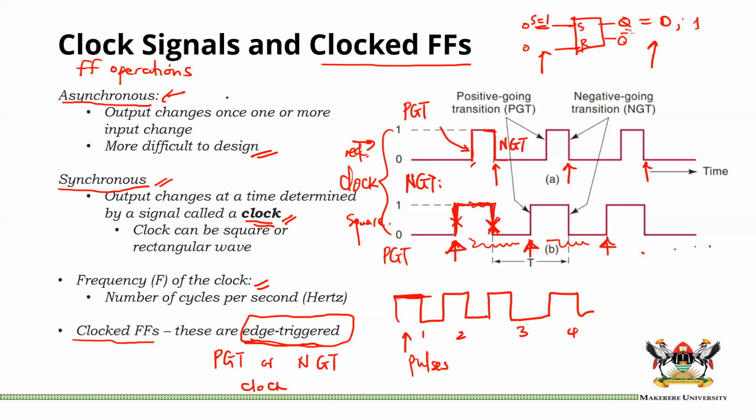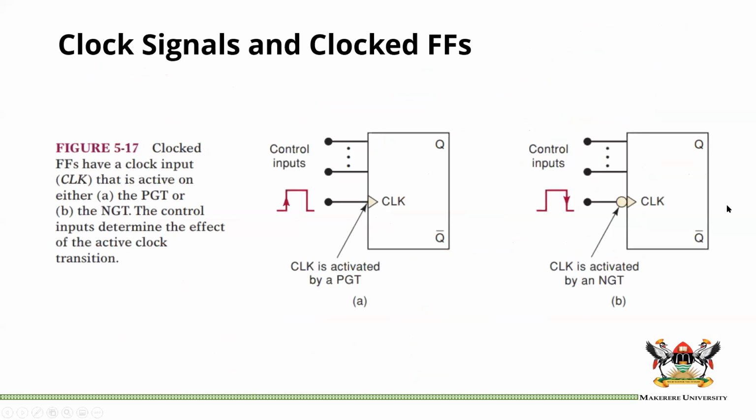So sometimes I say active clock transition. And what I mean here is either a PGT or an NGT, okay? Active clock transition. It is either a PGT or an NGT. Okay, so let's continue, and we look at a few examples, and I think they'll give some of you who are confused a bit more information.